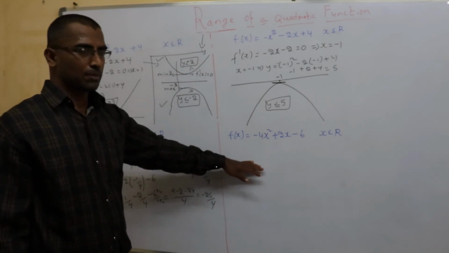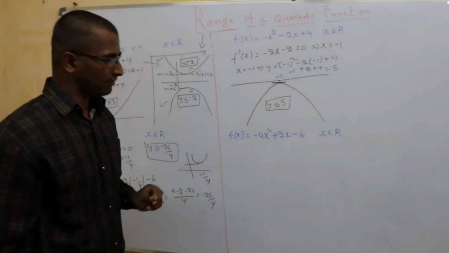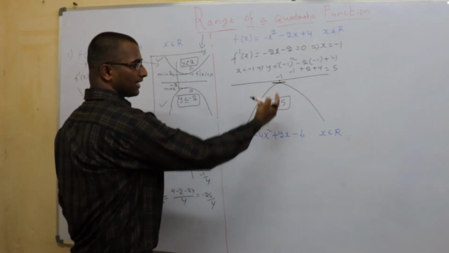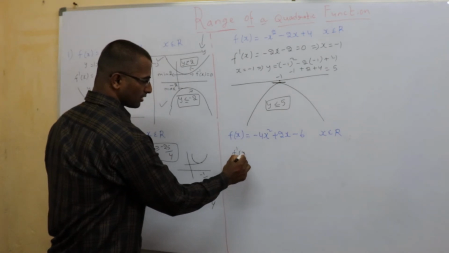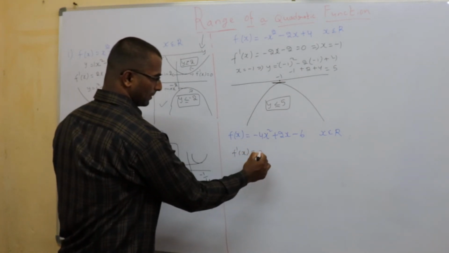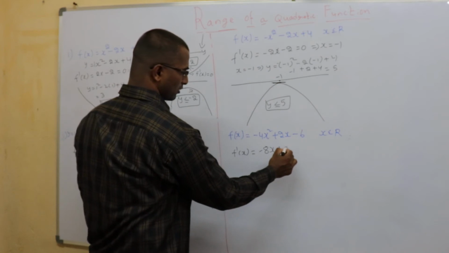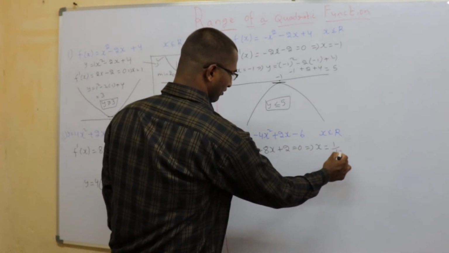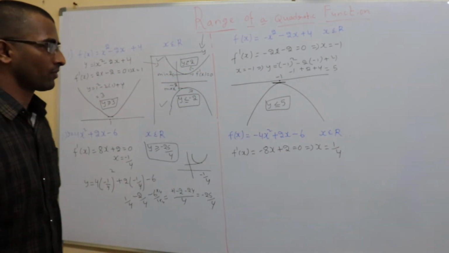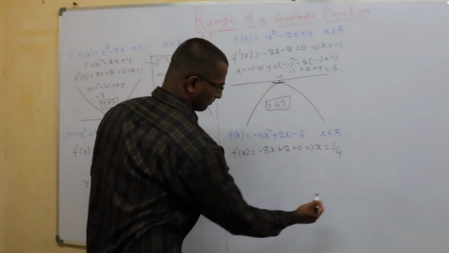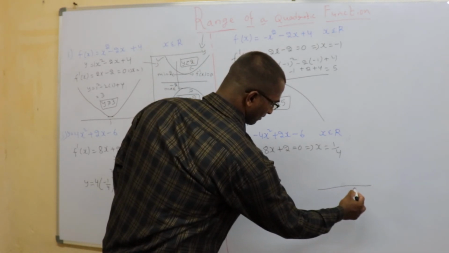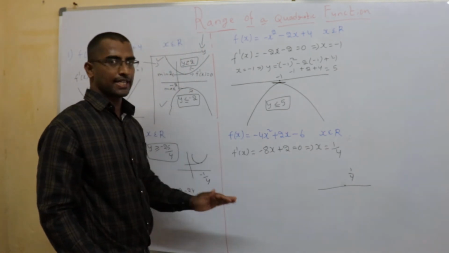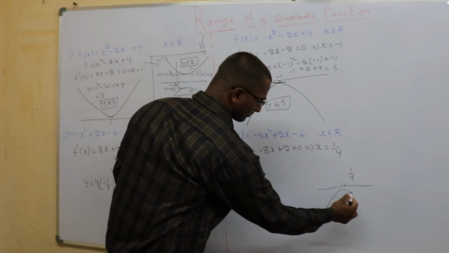Now look at this example. Before x square it's negative, so I get the graph in this way. Now where is the turning point? f dash x equal to 0. So that becomes minus 8x plus 2. That results in x equals 1 by 4. Now that means, let us say this is 1 by 4. It's a negative sign, so I get the graph in this way.